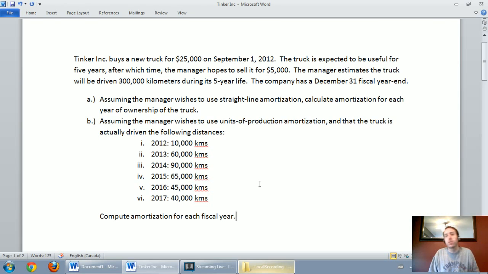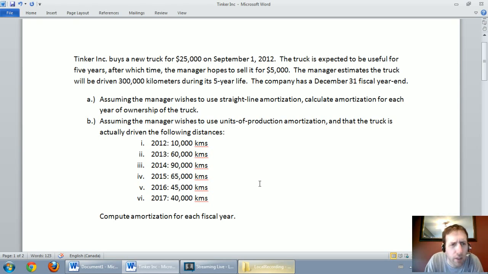So again, we're going to do the same example. You can see I've added a part B to it. And it's not going to be based on years ticking by. In the case of this truck, it's going to be based on the number of kilometers it's driven. You might do units of production based on the amount of units that a machine can produce. There's a lot of options here, but let's go ahead and go through Tinker Inc. This time, not using straight line amortization, but using units of production.